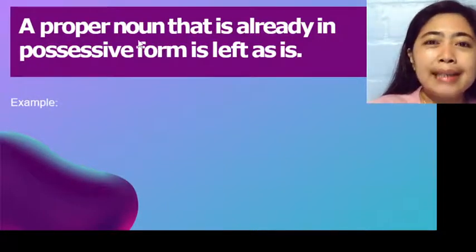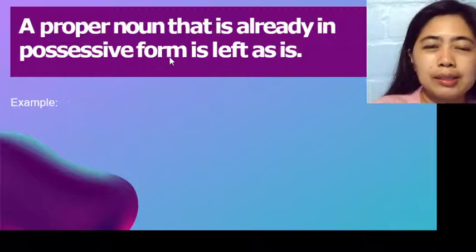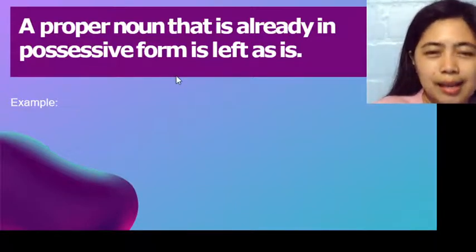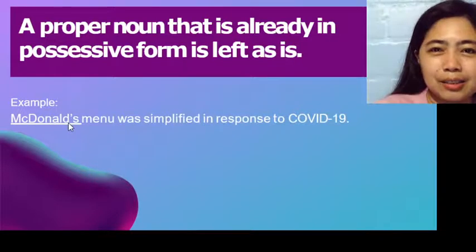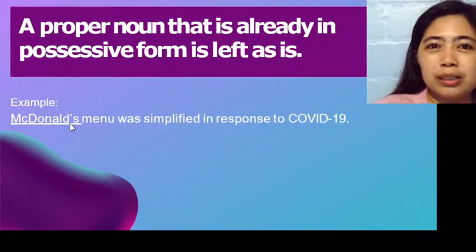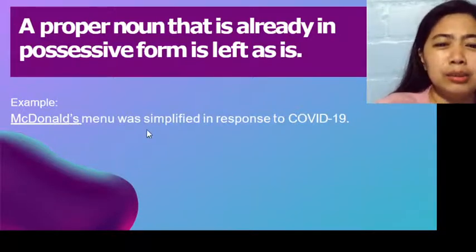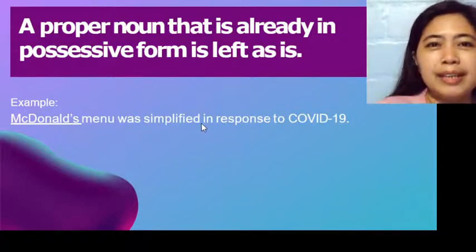Okay, a proper noun that is already in possessive form is left as is. There are proper nouns that already have the apostrophe, the possessive form, so we don't need to add another apostrophe. We just leave it as is. An example here: McDonald's. We know it's a big name in the fast food restaurant business. It already has an apostrophe s with it, so we don't need to change that one. It remains that way. McDonald's menu was simplified in response to COVID-19.